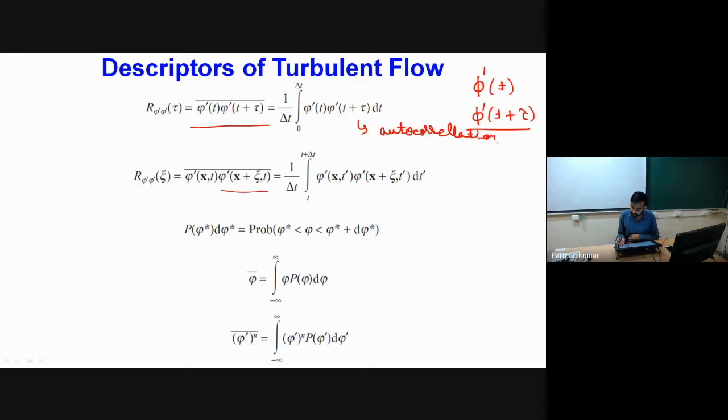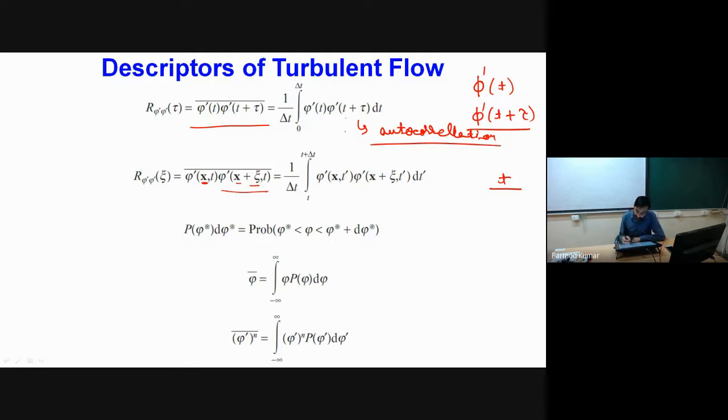So this is called autocorrelation between the parameters. The same can be defined at the same time t, but our measurement of the parameter may be separated by some distance. So one phi is obtained at location x, and another is located at x plus zeta. This zeta is some distance taken from position x.